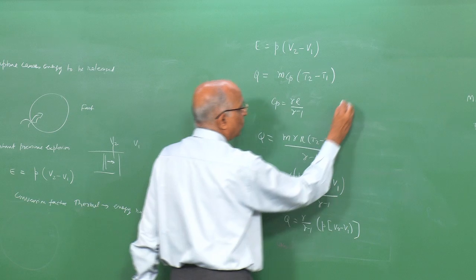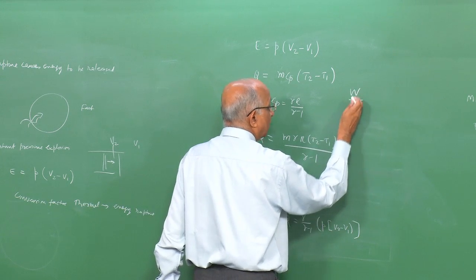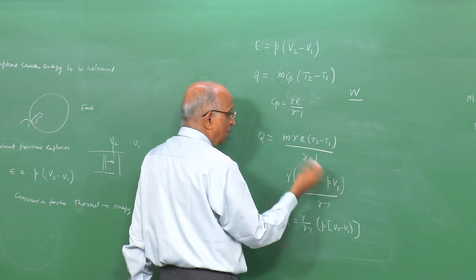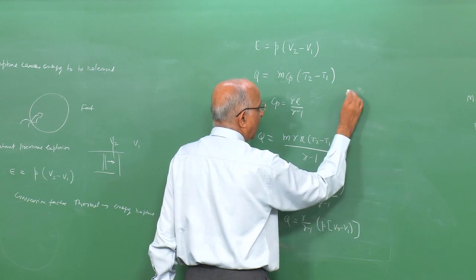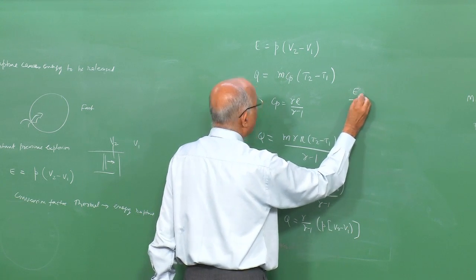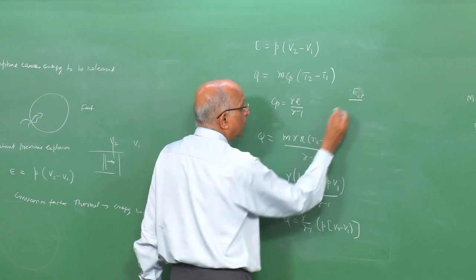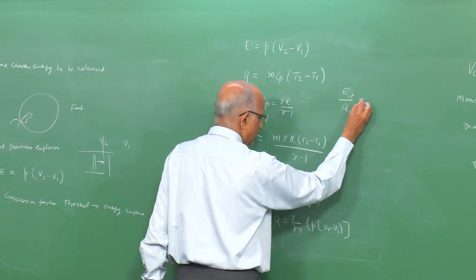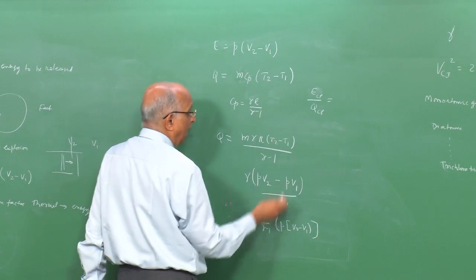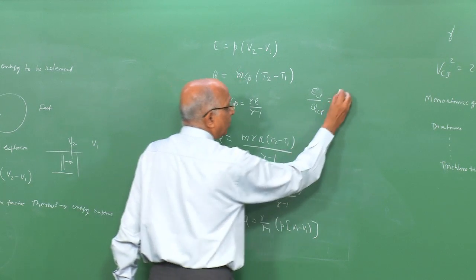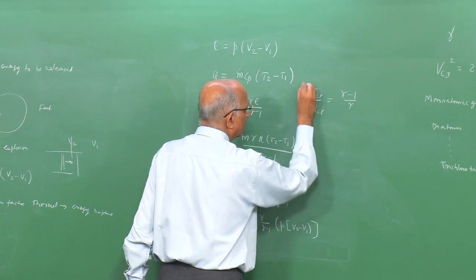Therefore, if I take the ratio of the energy released in the constant pressure process, E, divided by Q in the constant pressure process, P into V2 minus V1 cancels, and I get E by Q equal to gamma minus 1 divided by gamma.